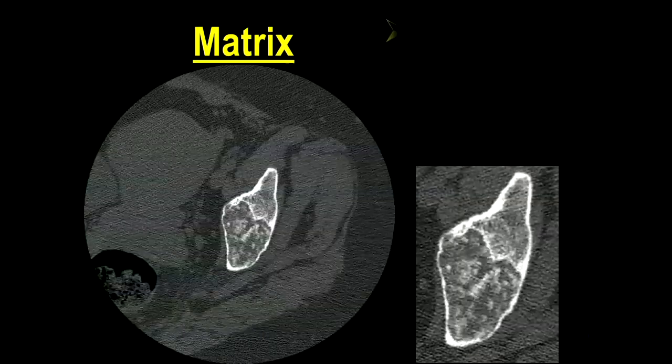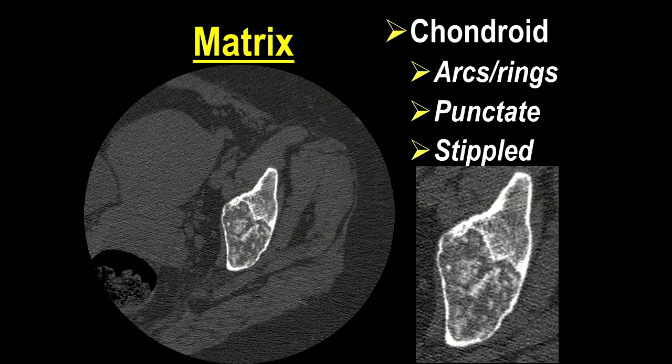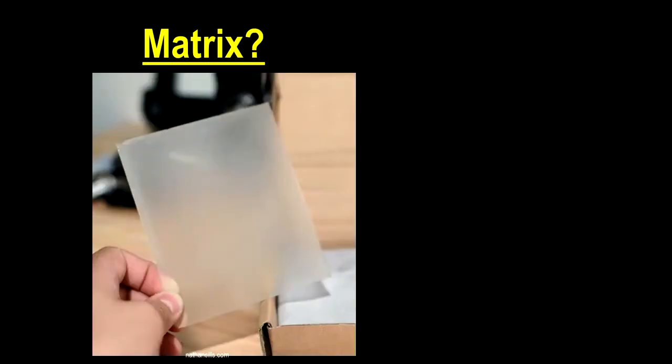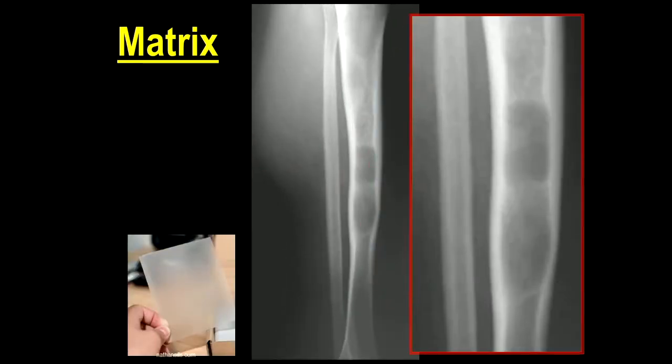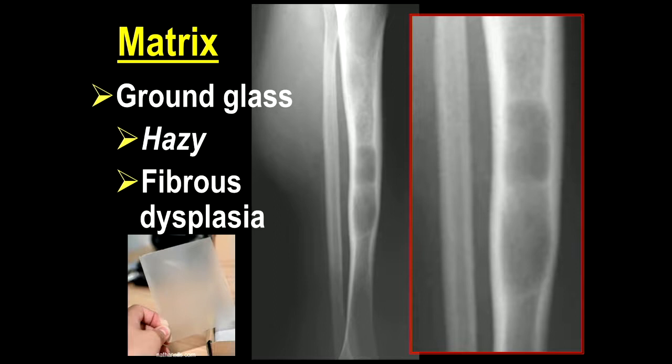Or a chondroid matrix when we see mineralization that has the appearance of arcs and rings, punctate or stippled mineralization, as in this chondroid lesion that ended up being a chondrosarcoma. And what matrix is this? Well, here's where we talk about a ground glass matrix, and by that we mean this sort of hazy opacity that is commonly associated with fibrous dysplasia.